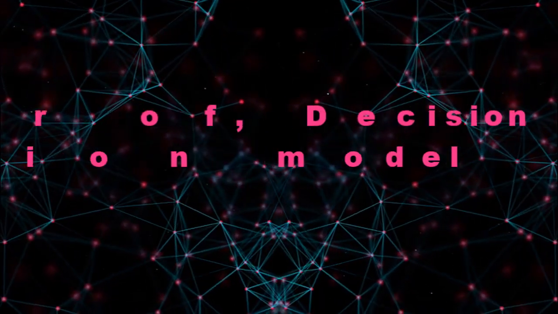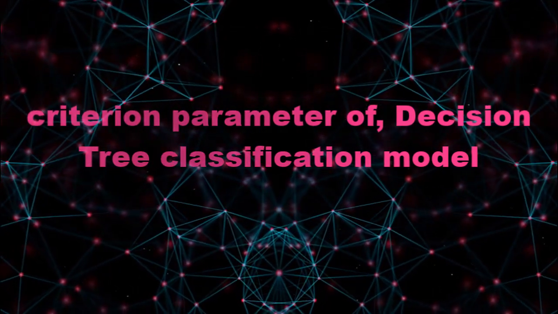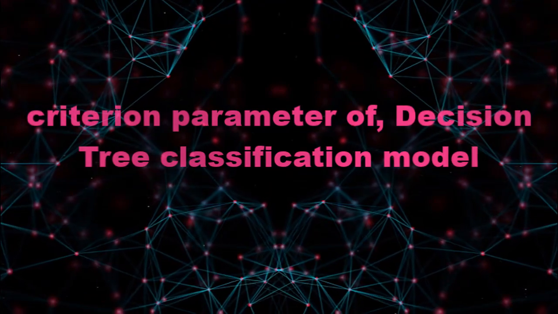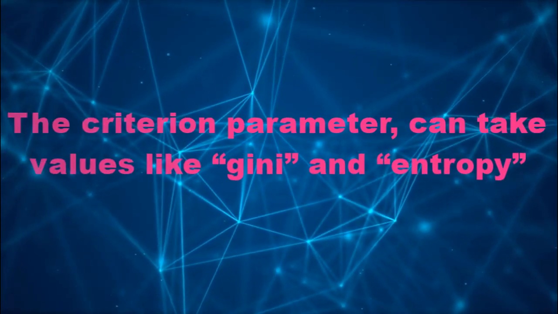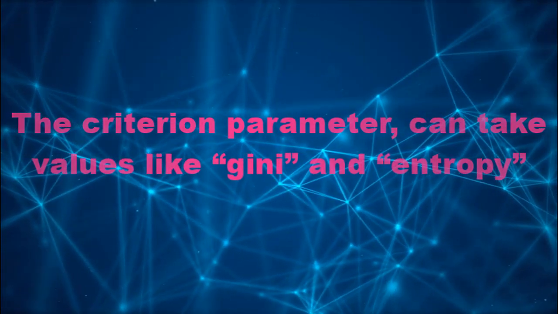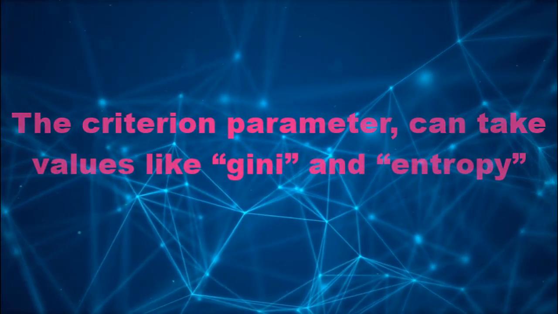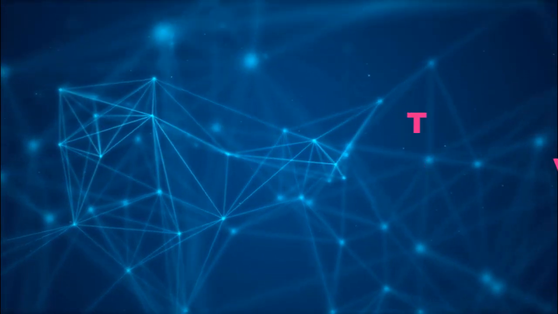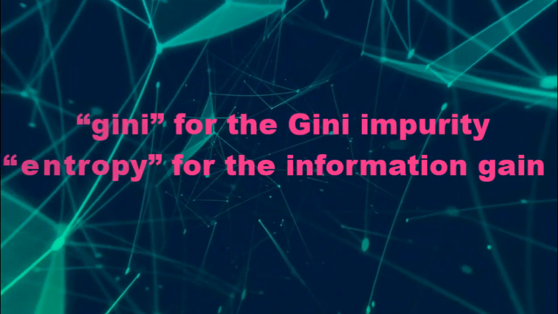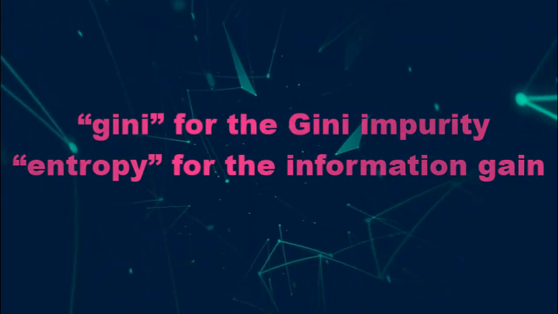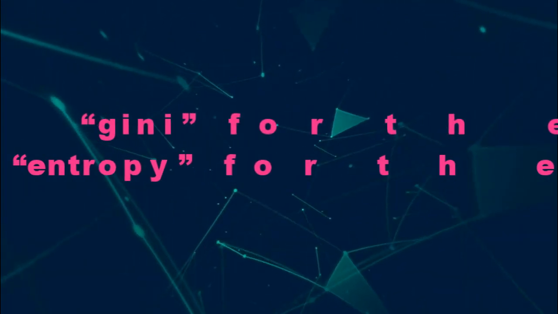The Gini is used as a value of criteria parameter of decision tree classification model. The criteria parameter can take values like Gini and entropy. The default value of criteria parameter is Gini. Criteria is a function to measure the quality of a split. Supported criteria are Gini for the Gini impurity and entropy for the information gain.